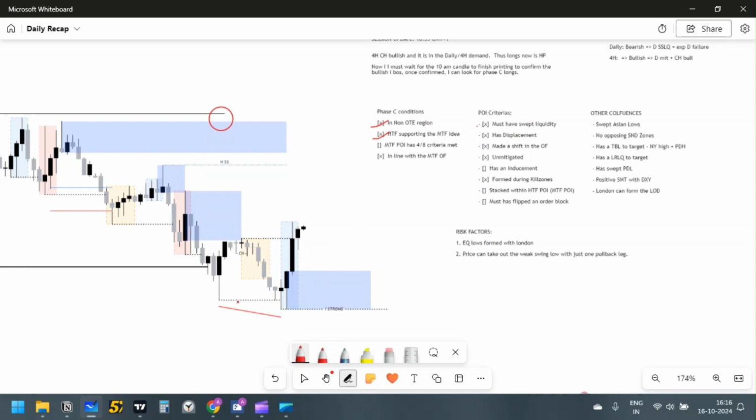How? Because it has swept liquidity and it has displacement. It has made a shift in the order flow, made a bullish IFVG, and it is unmitigated, and it is formed during the kill zone. The only drawback is that it did not sweep liquidity, and one more thing is that it has equal lows, perfect equal lows for the price to come down and get magnetized. So these two risk factors are in place.